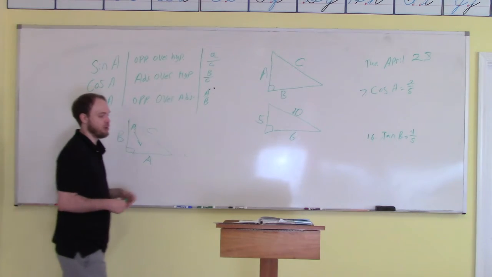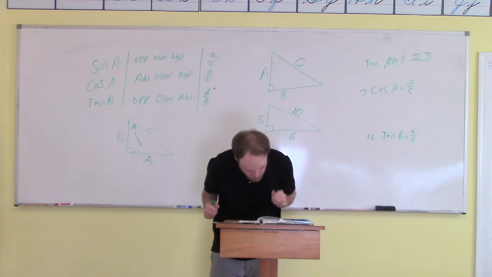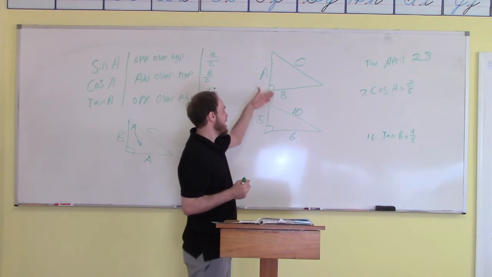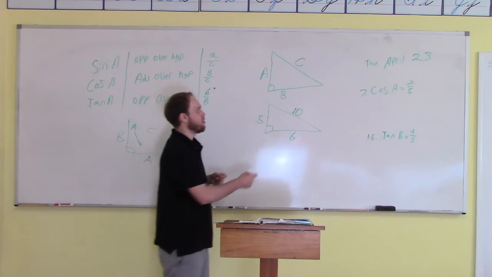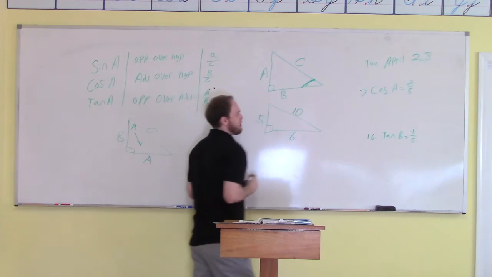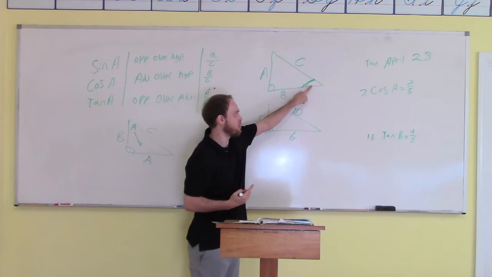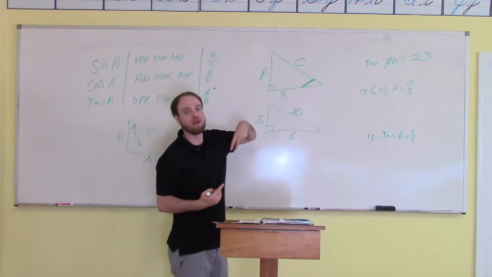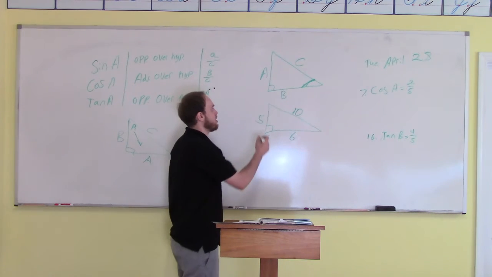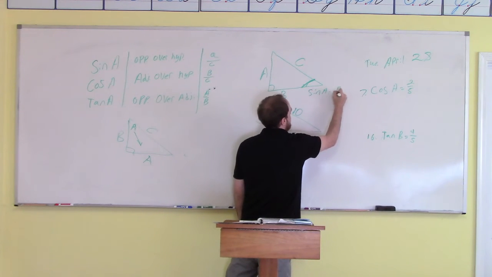So again, you just need to have those get into your mind. Now, what I'm going to do is go through this again with you real quickly. I did my A, B, and C here. If I'm looking at this angle, that's my angle. If I wanted to know the sine of that angle, the sine would be opposite over hypotenuse. So sine of A would equal A over C.